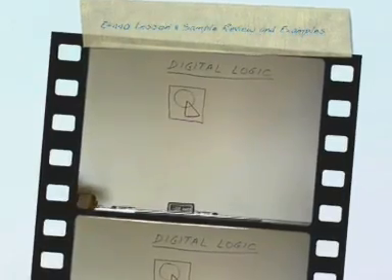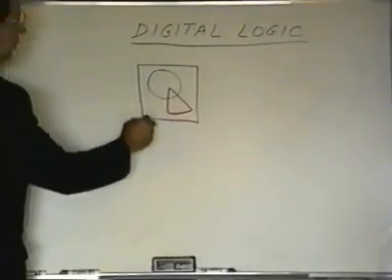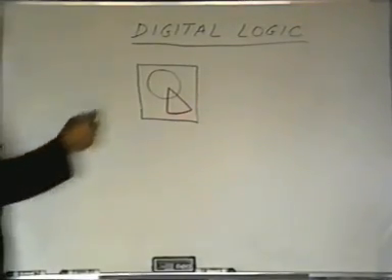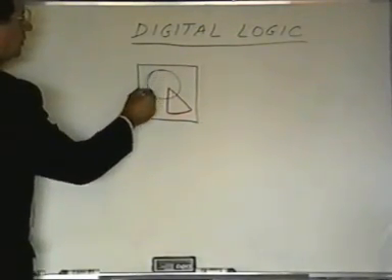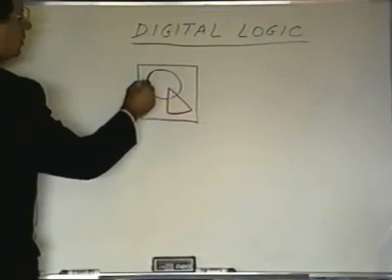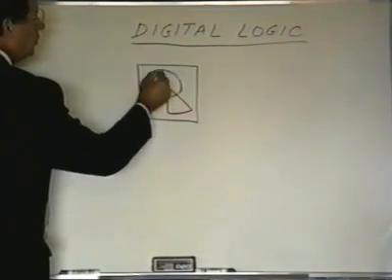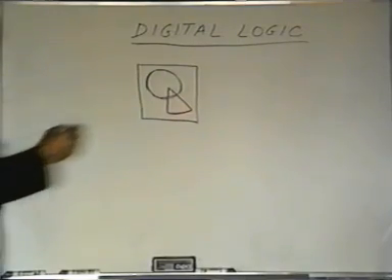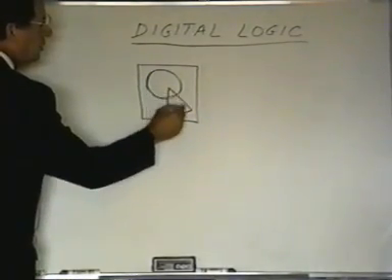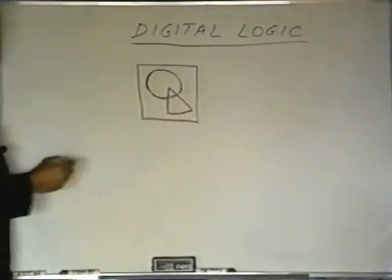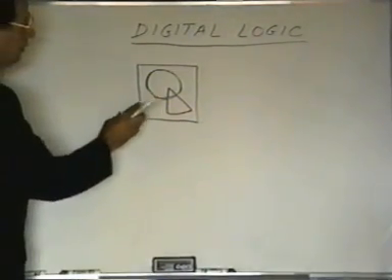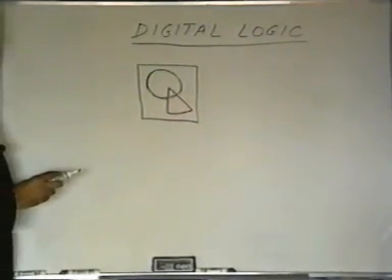To get started on digital logic, let's imagine that this square represents the universe. And within the universe, this circle represents a certain class of individuals or certain events. And let this red area also indicate another class. On this diagram, there are 4 distinct areas.